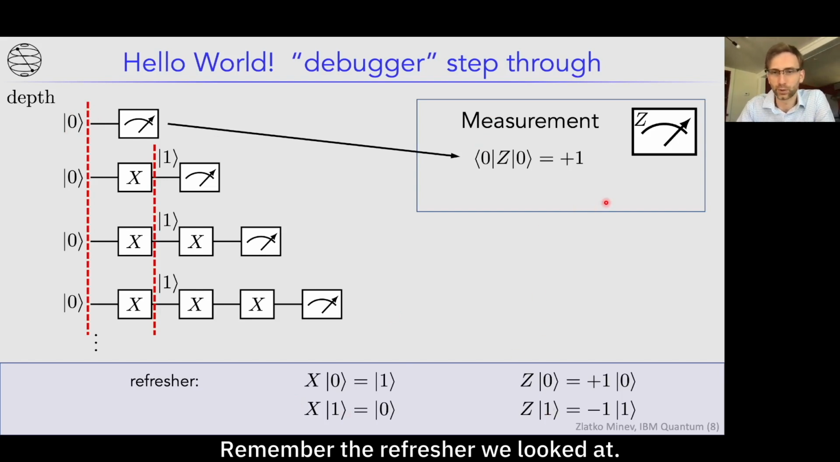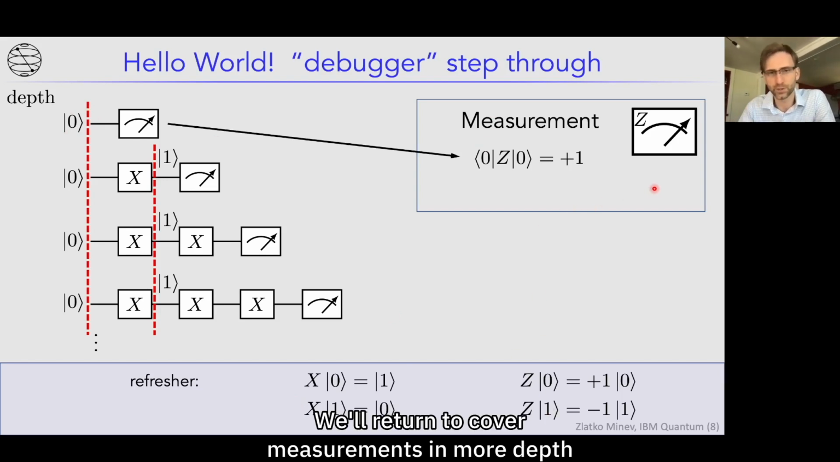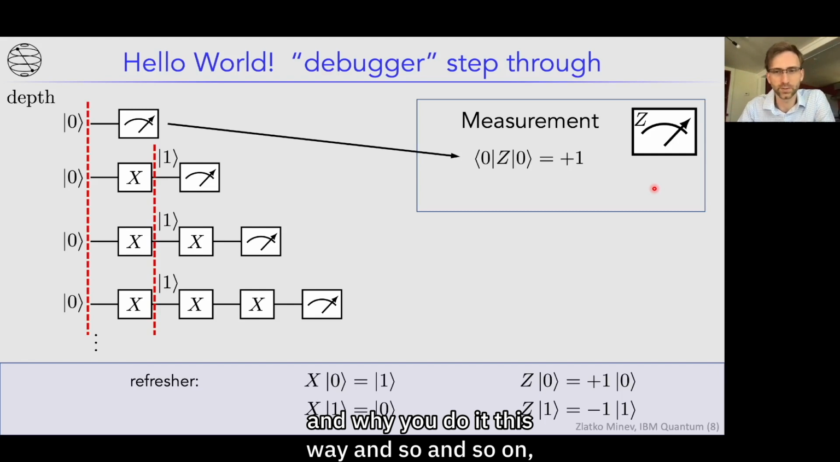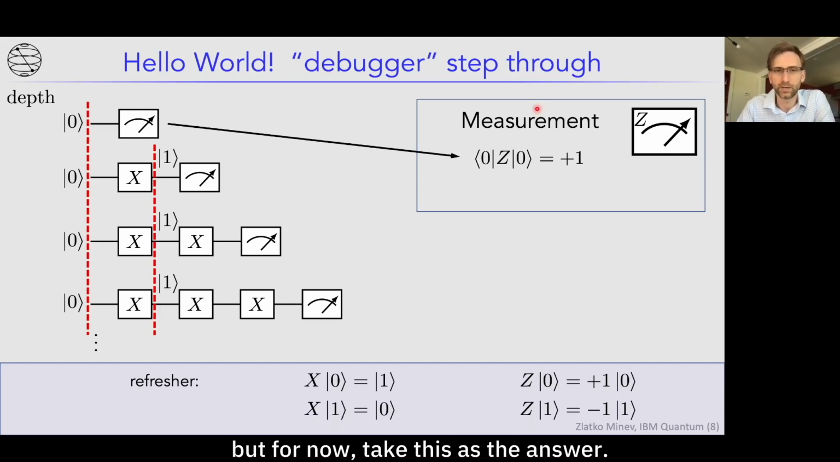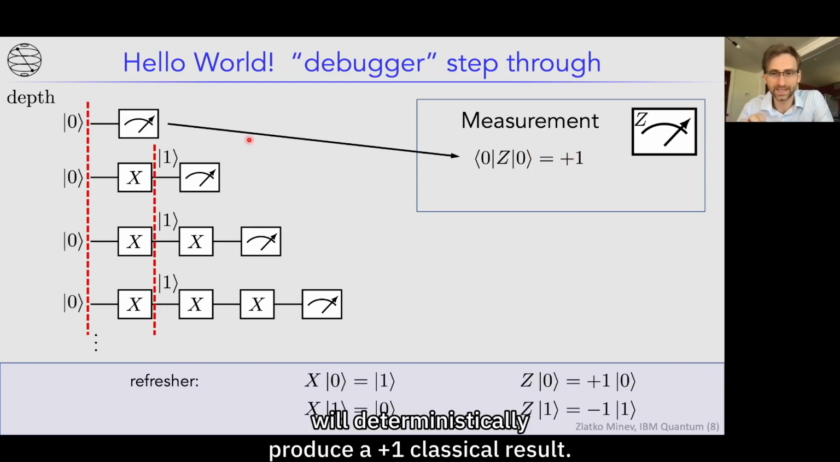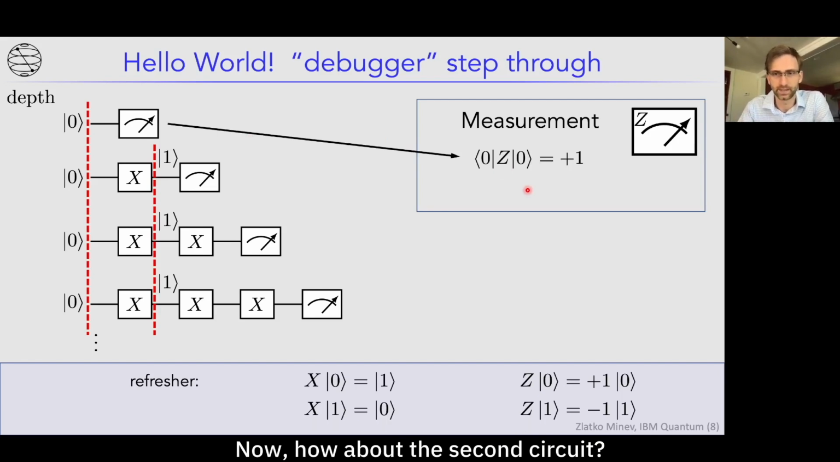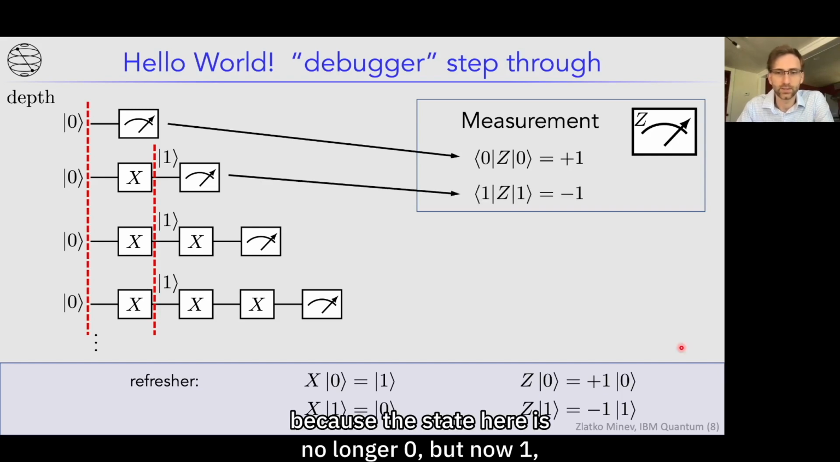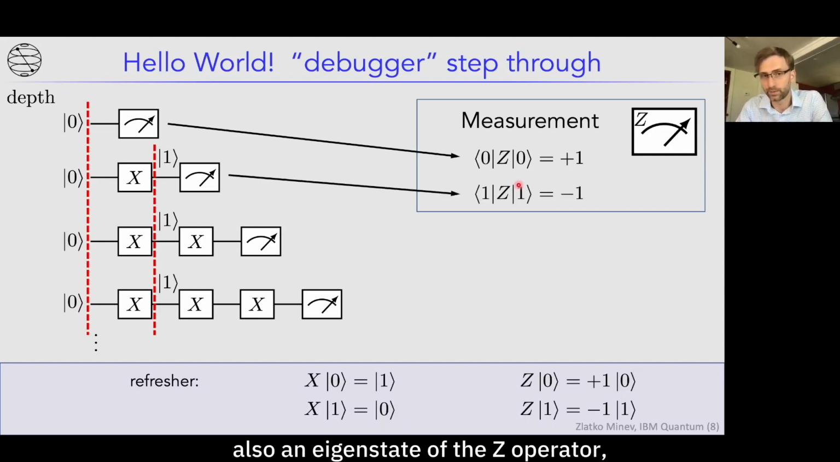Remember the refresher we looked at. We'll return to cover measurements in more depth and why you do it this way and so on, but for now take this as the answer. In other words, the first circuit will deterministically produce a +1 classical result. Now how about the second circuit, after 2 steps when it's measured? Because the state here is no longer 0 but now 1, also an eigenstate of the z operator, the measured outcome here will deterministically be -1.